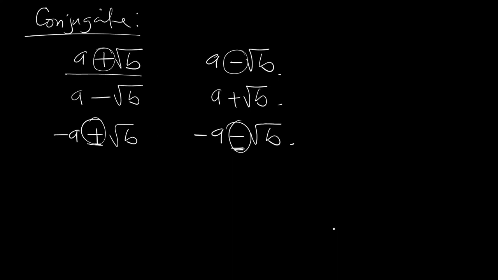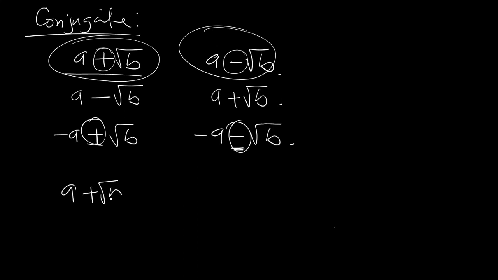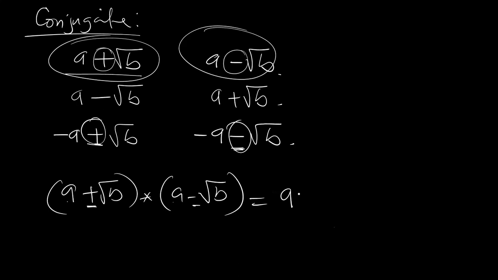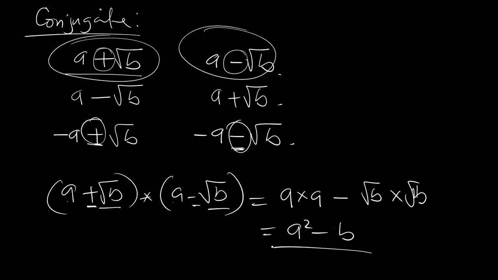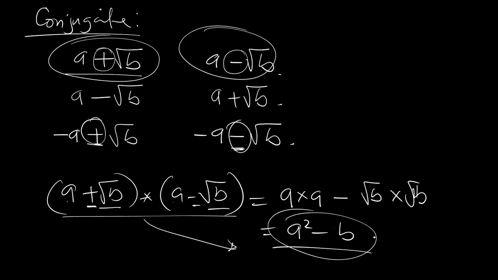And when you multiply a number by its conjugate, it will give you a rational number. It will give you a number that is not a surd. Just like if you multiply A plus root B times A minus root B, it is the same as saying A times A, minus square root of B times square root of B. This will give you A squared minus B. That is it. You see, this is now a rational number.